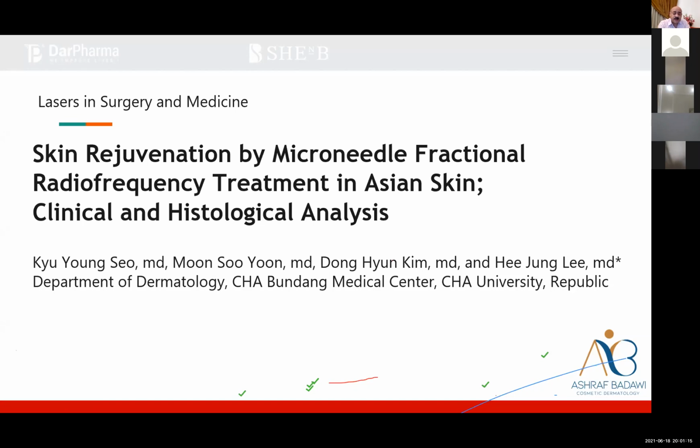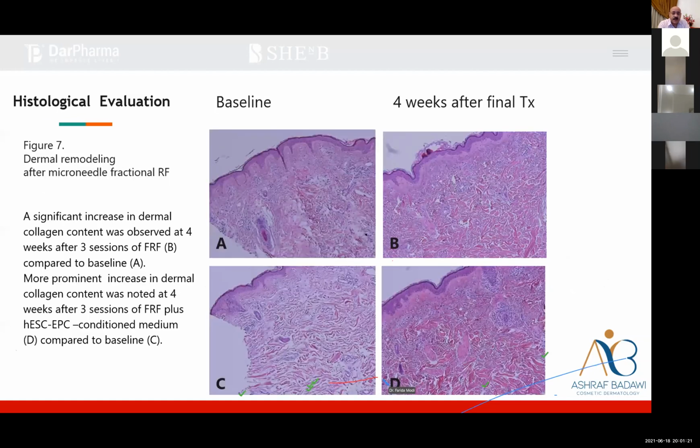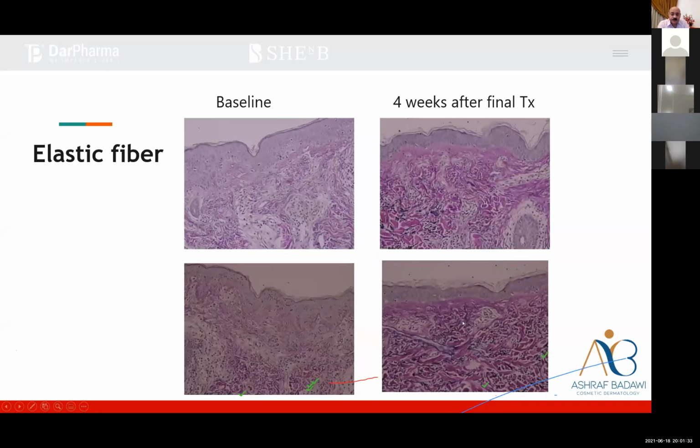And this was another study showing the histology after the fractional radiofrequency treatment, and we can see that the elastin and the collagen increased significantly compared to baseline at 4 weeks after treatment. We can see much more collagen in that patient, and the same applies for the elastic fiber, where we can see the comparison of 4 weeks after the final treatment with the baseline, with significantly more elastic fiber in the skin.